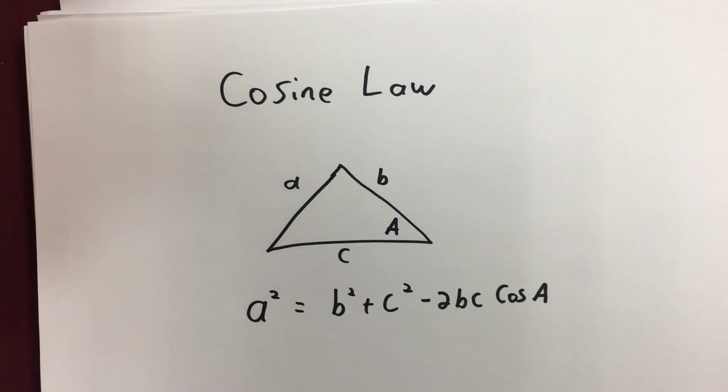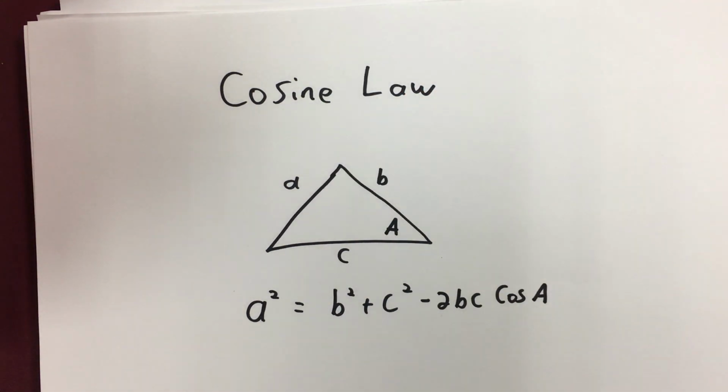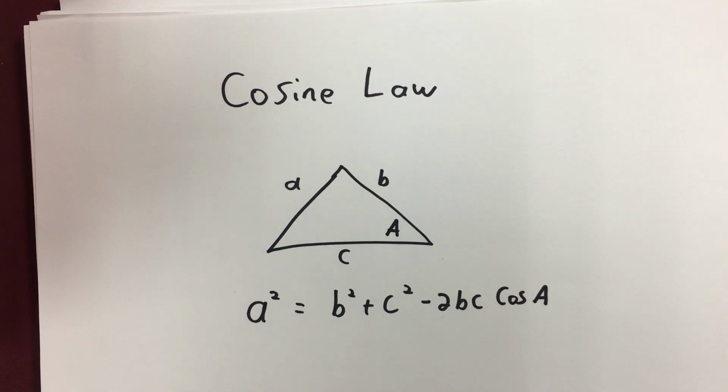Cosine law is a squared equals b squared plus c squared minus 2bc times the cosine of A. You'll use the cosine law when you do not have a right angle triangle, and also when you do not know an angle and the side length across from it. If you did, you'd use the sine law. It's a lot easier and quicker.